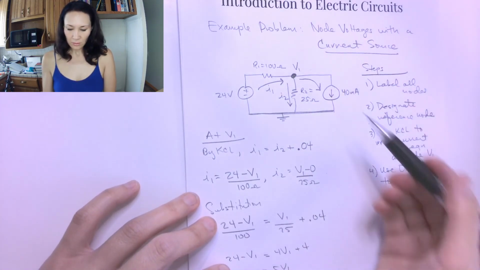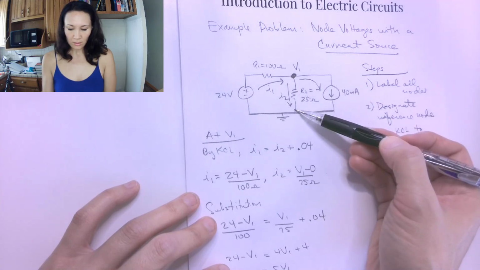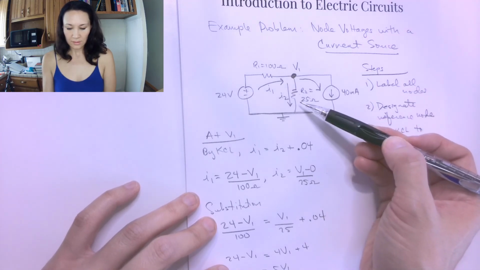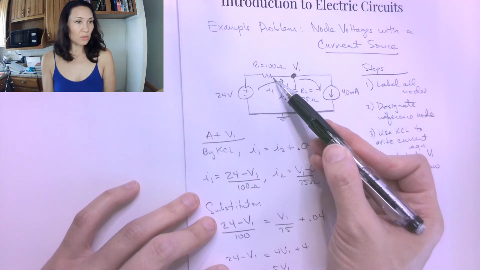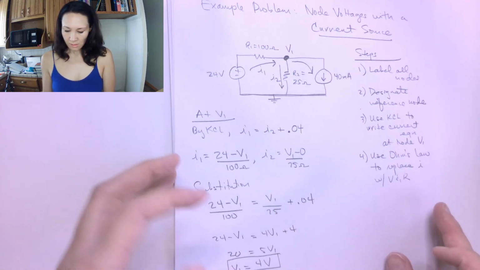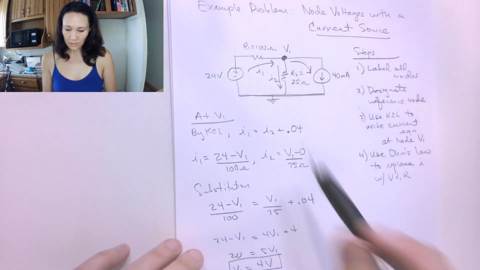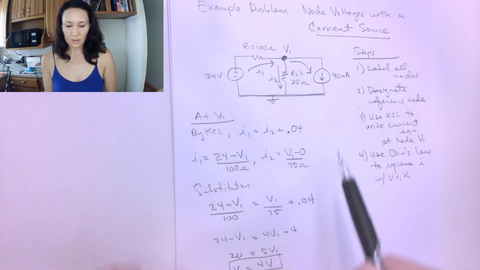If I'm asked to, I could find the current through here just using Ohm's law and finding the power that's dissipated through this resistor. Same story with this resistor. So let me know if you have any questions for how to handle a current source using the node voltage method.